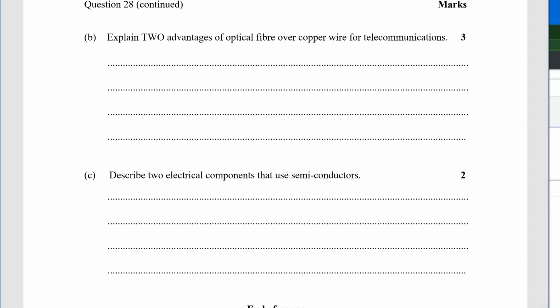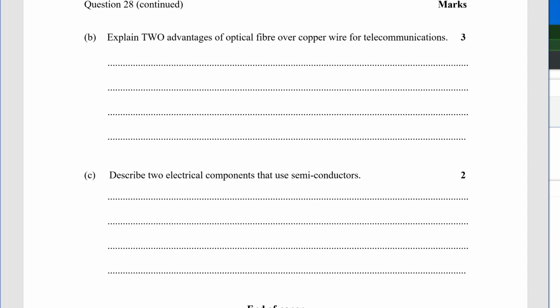Well, the first advantage of optical fiber is that it has greater bandwidth. It can carry more information for a lower cost. That would be the first thing I would say. Then you can also say that it has less attenuation. Okay, so we need to explain this. So because of the speed of light, because optical fibers transmit information at the speed of light, they can transmit more information faster.